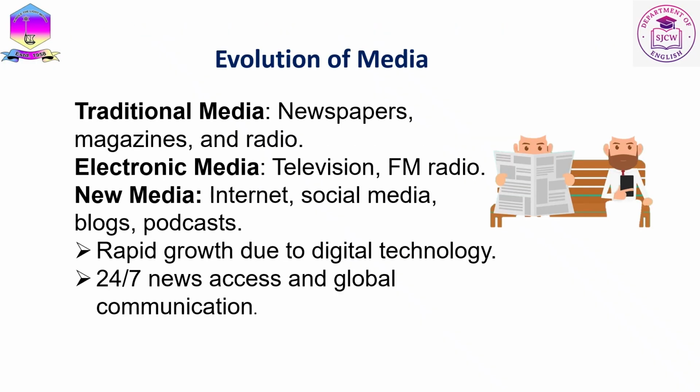Now, let us deal with how media actually came into force. Firstly, the traditional media in olden days were newspapers, magazines, and radios, which all of us have gone through. Then comes the electronic media, that is television and FM radio, which we have now. And the present century has a new media altogether: the internet, social media, and blogs or podcasting, through which everybody nowadays presents the news. There has been rapid growth due to digital technology, 24/7 news access and global communication. This is how media has evolved down the ages.